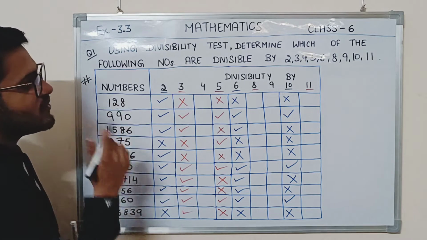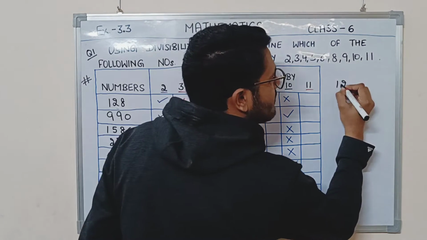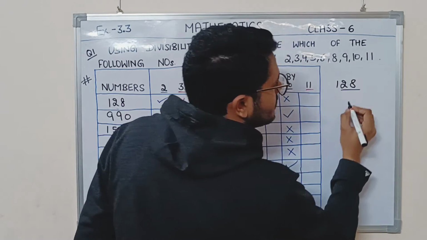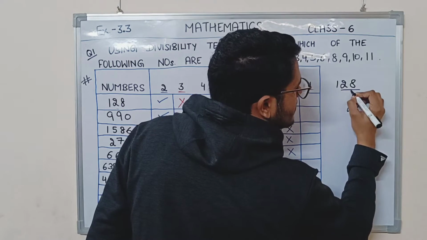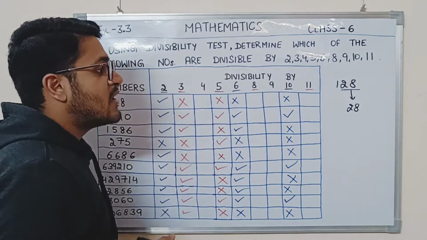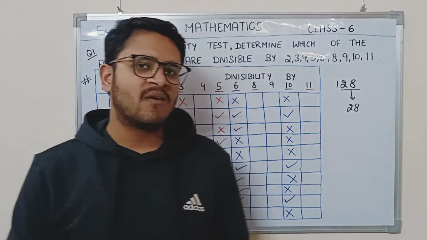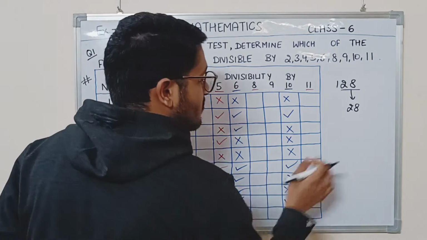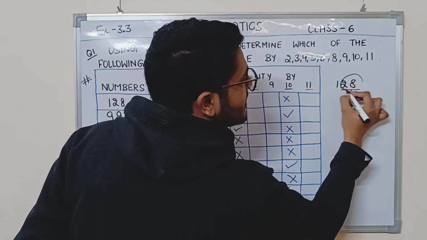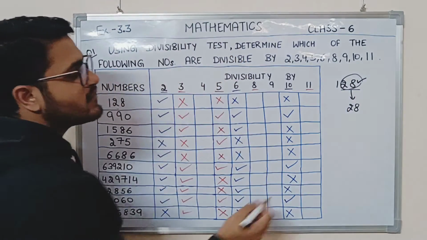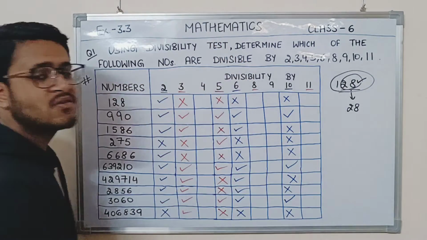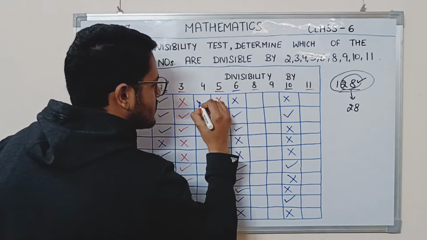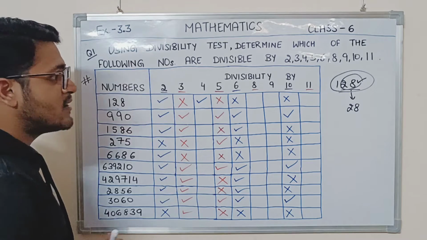So the first is 128. The number we have is 128. So the last 2 digits will be what? 28, right? So the last 2 digits are 28. Tell me whether 28 is divisible by 4 or not. 4 sevens are 28, right? So if the last 2 digits are divisible by 4, then this whole number is also divisible by 4. Got it? So this will be a tick.